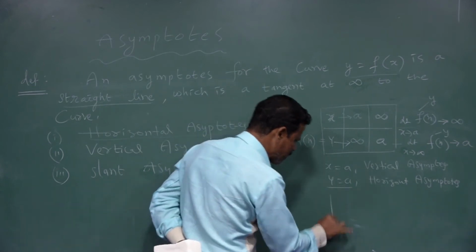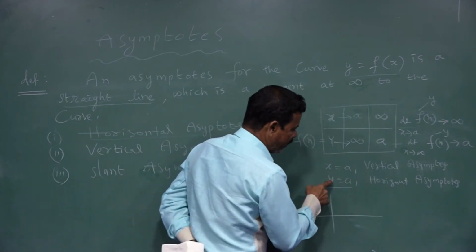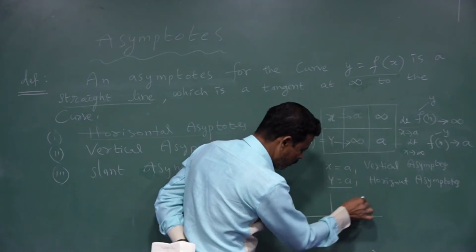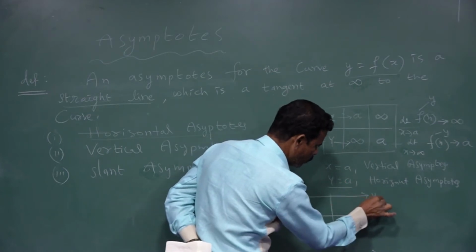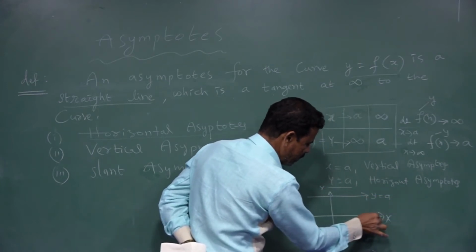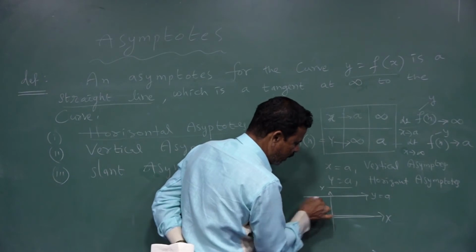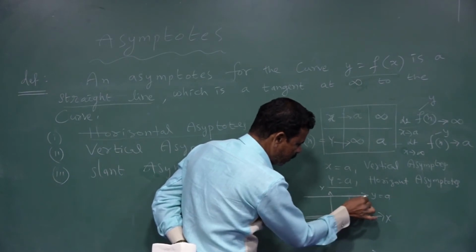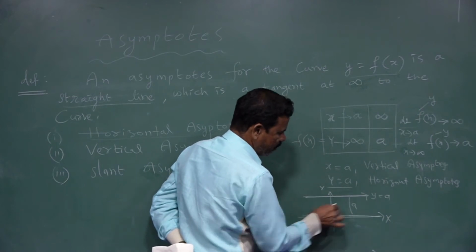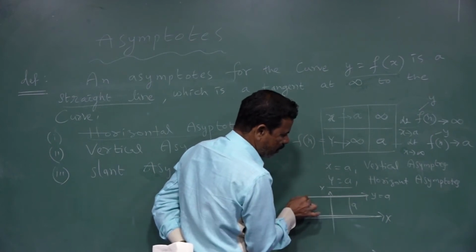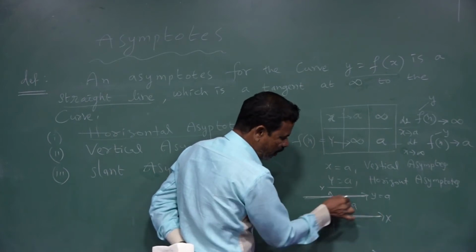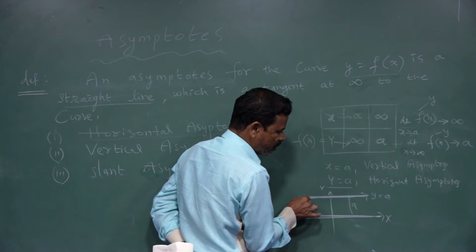So how is this? Here y is equal to a means y is equal to constant. This is the y-axis, this is the x-axis. So y is equal to a, this distance is a. This is horizontal to the x-axis. Suppose this is an asymptote. This asymptote is parallel to the x-axis. That's why it is the horizontal asymptote.